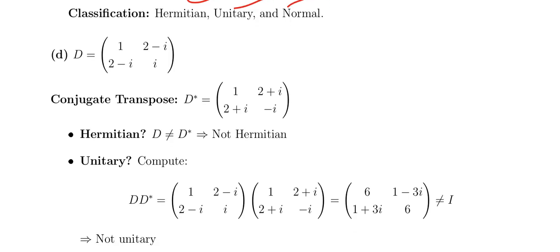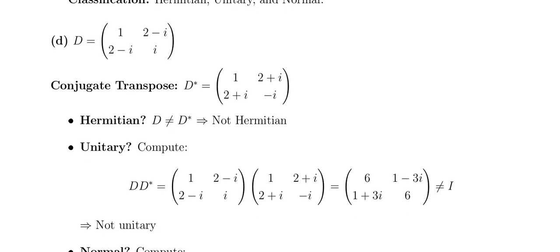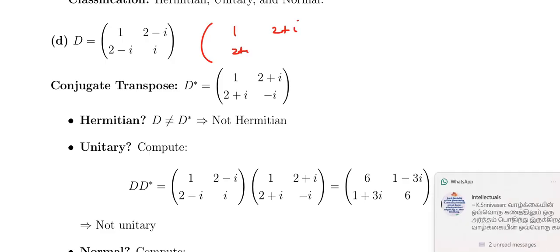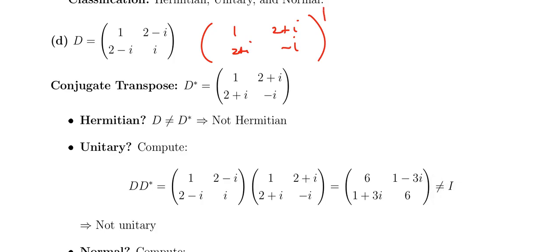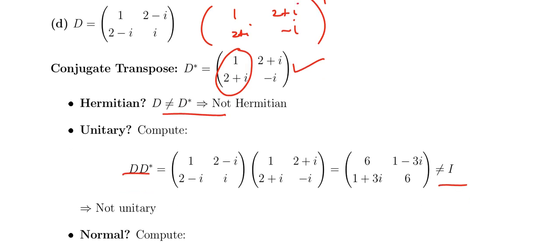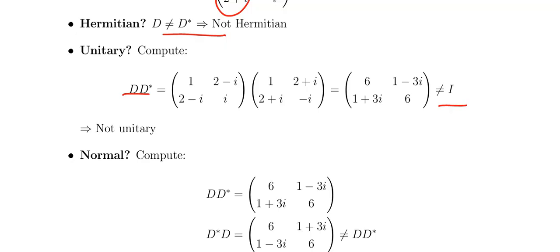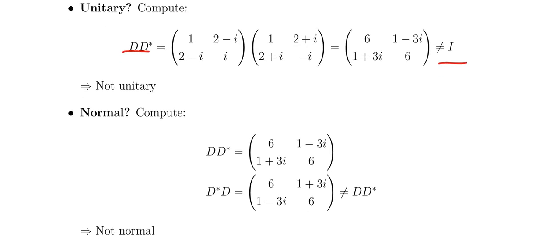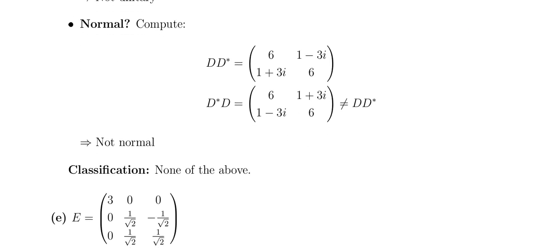And this is another example, 1 -i. So இதனுடைய conjugate பார்த்தீங்கன்னா 1 2+i 2+i -i, correct-ஆக. So இதனுடைய transpose எடுத்தீங்கன்னா என்ன வரும், transpose எடுத்தீங்கன்னா 1 2+i first column-இல் வந்துடும், and 2+i -i in the second column. So this is the conjugate. இங்கே ரெண்டுமே not equal, not Hermitian. D D star கண்டுபிடிக்கிறீங்க, அதுவும் I வரல, not unitary. Hermitian-ஆகவும் இல்லை, unitary-ஆகவும் இல்லைன்னா கண்டிப்பாக normal-ஆக இருக்காது. So this is the not normal.